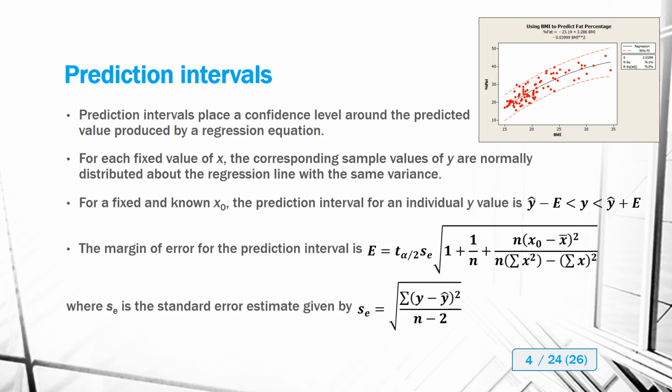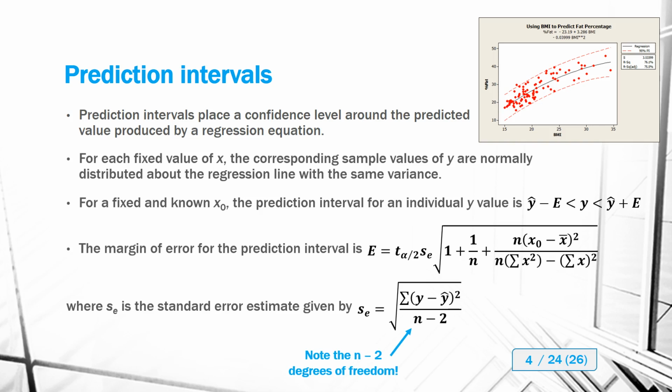The margin of error for the prediction interval is what you see here, this nasty beastly equation, which has a new variable attached to it. This s sub e is the standard error estimate, and it's given by another nasty radical equation, though not as nasty as the one for the margin of error. And of course, n is the sample size, and these x values here come from your sample data, where x naught is actually the x value that you're using to make your prediction.